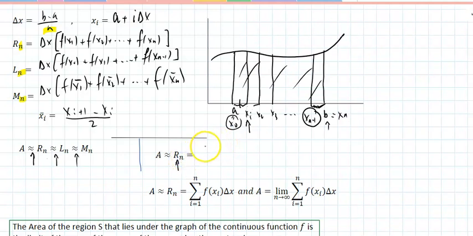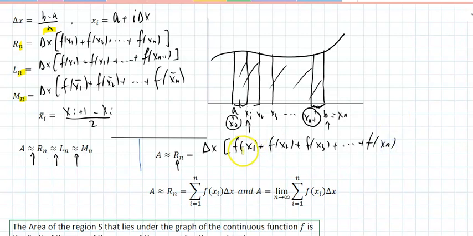And the right endpoint, isn't that delta x times f of x sub 1 plus f of x sub 2 plus f of x sub 3 plus f of x sub n? Can't I say the sum from I equal 1 to n of f of x sub I times delta x, where delta x is b minus a over n and x sub I is a plus I times delta x.